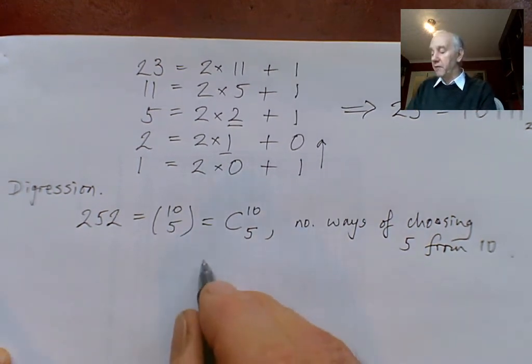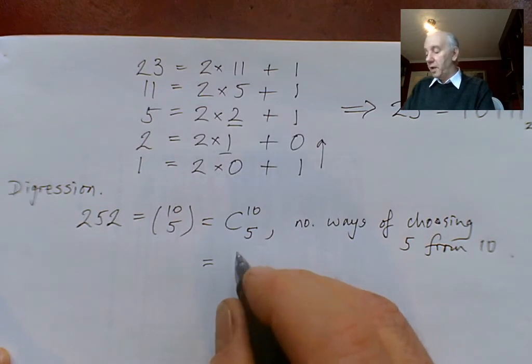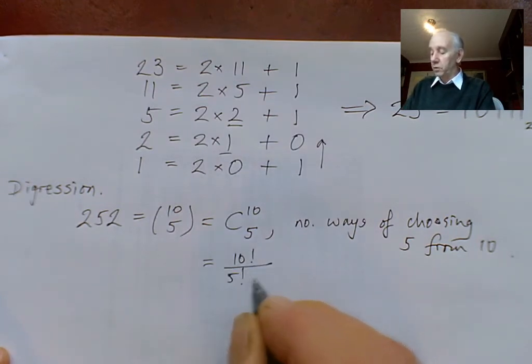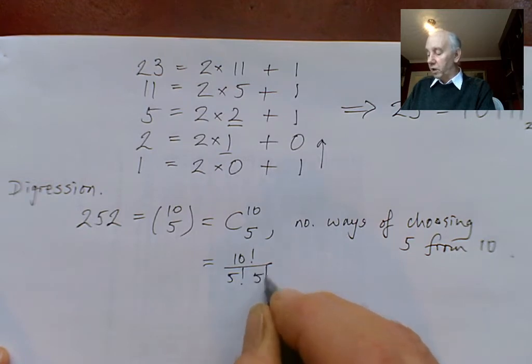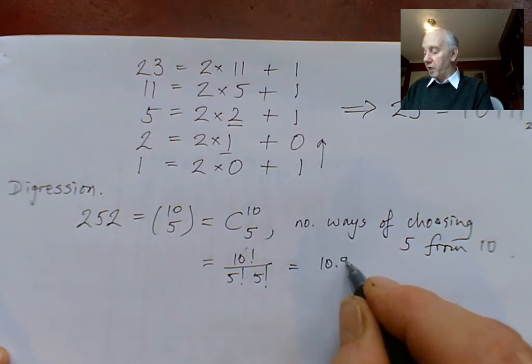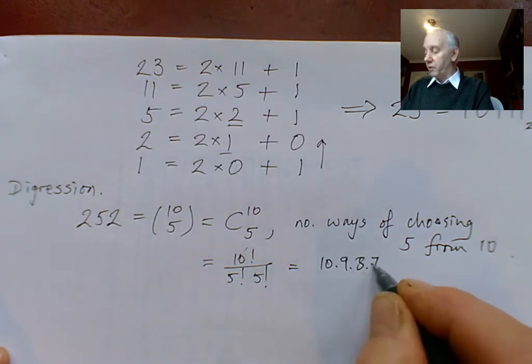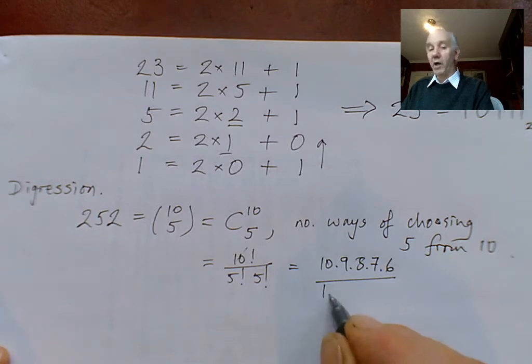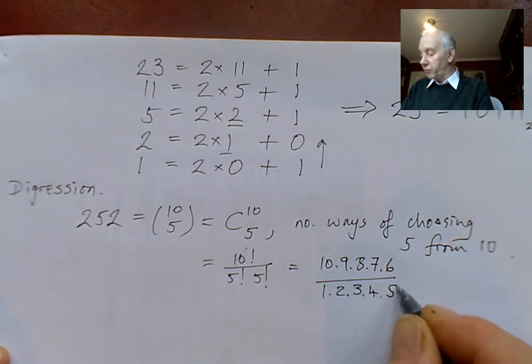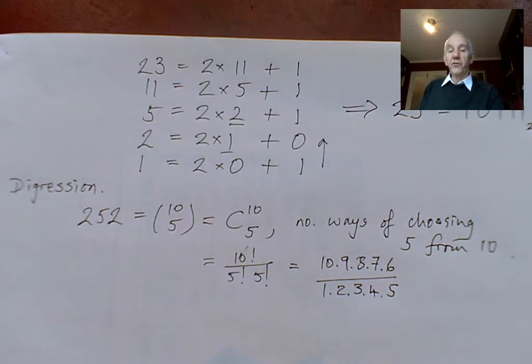The definition of this would be 10 factorial over 5 factorial times 5 factorial, or in practice that means 10 times 9 times 8 times 7 times 6 over 1 times 2 times 3 times 4 times 5. And if you check, you'll get 252.